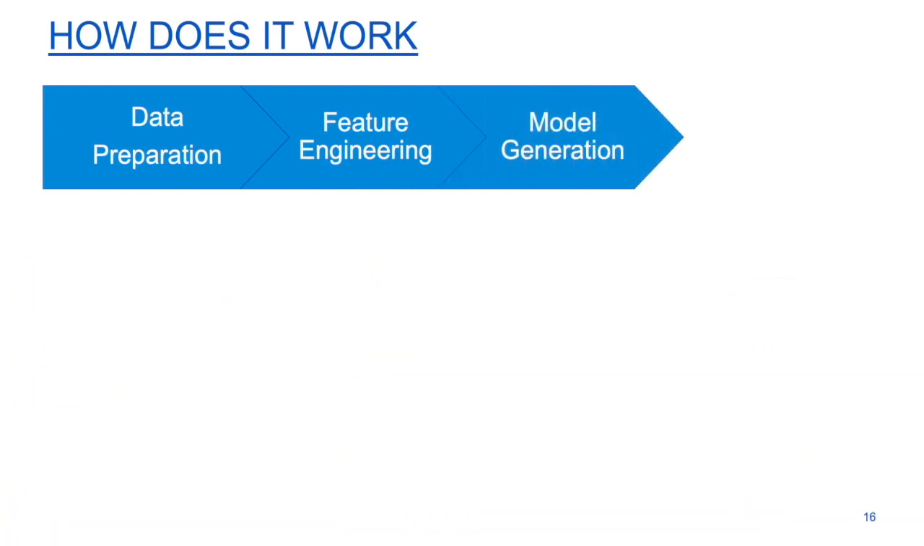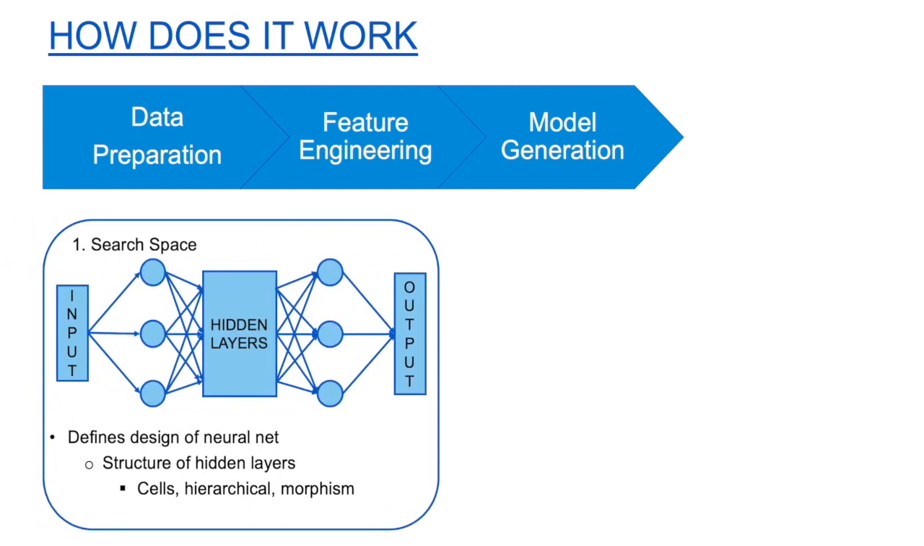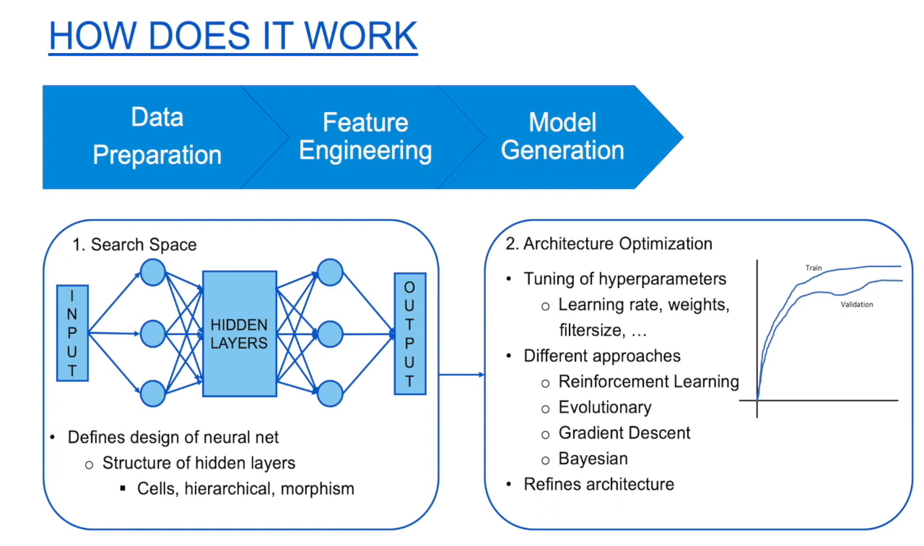The third step is model generation. Model generation will find a suitable model and tune it. In this video, the focus lies on deep neural networks. Model generation can be split into two parts. The first is search space. In this part, the type of the neural net is chosen. It can vary from cell-based, hierarchical, morphism-based, or entirely structured-based. Once a network type is chosen, the architecture of the network gets refined to a concrete design during architecture optimization.